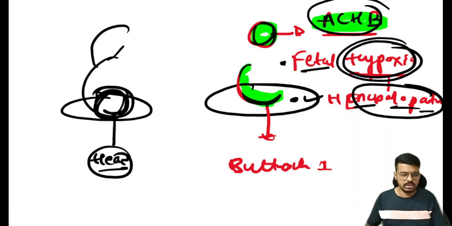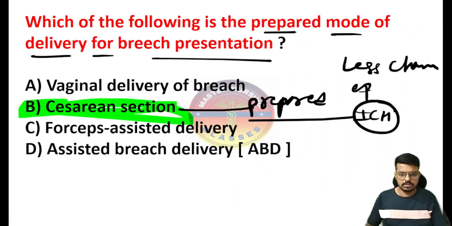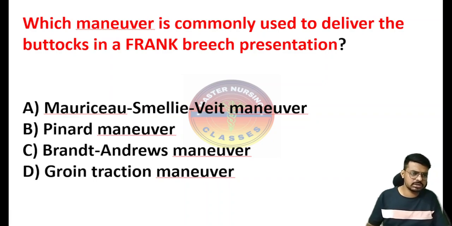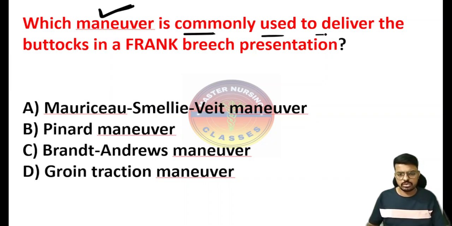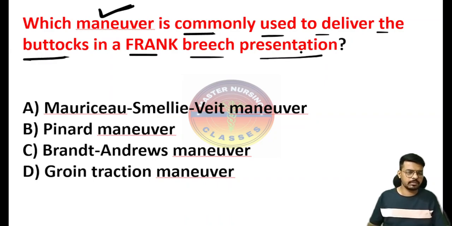So the question is clear here. The preferred mode of delivery is the cesarean section, right? Here is the next question, and our topic starts now. What we have studied so far is the basic and important thing. Now the actual maneuvers will start here. Which maneuver is commonly used to deliver the buttock in a frank breech presentation?